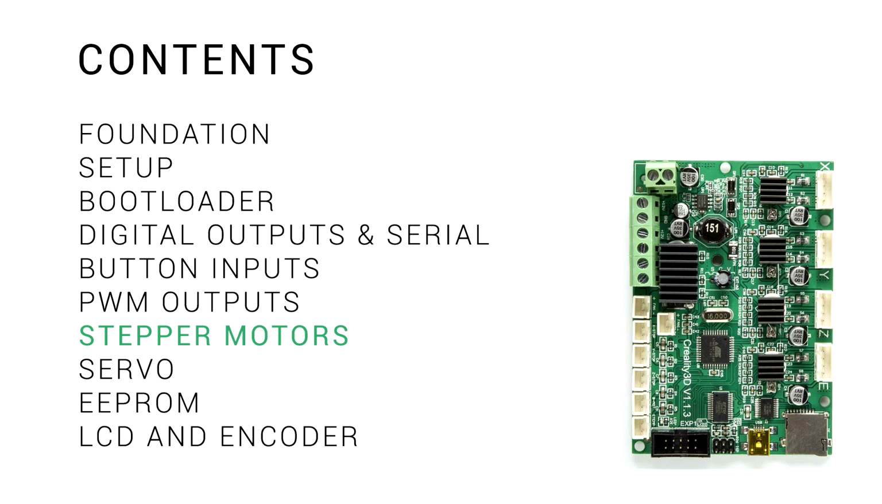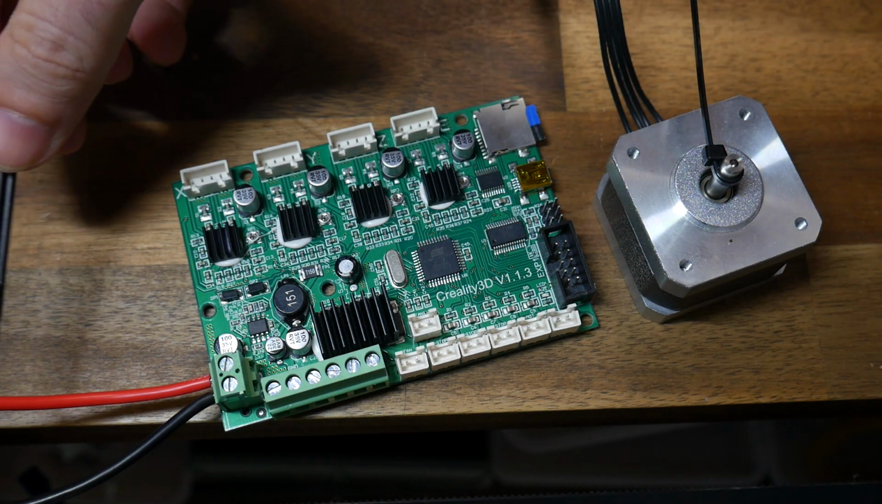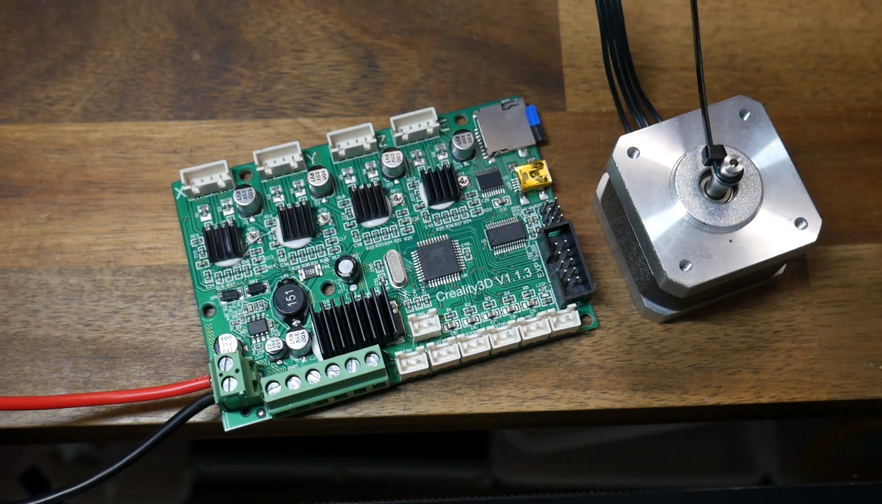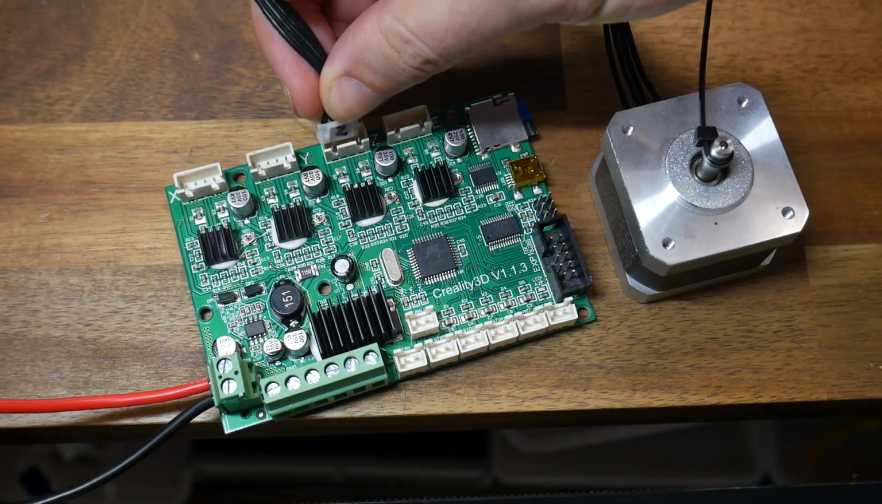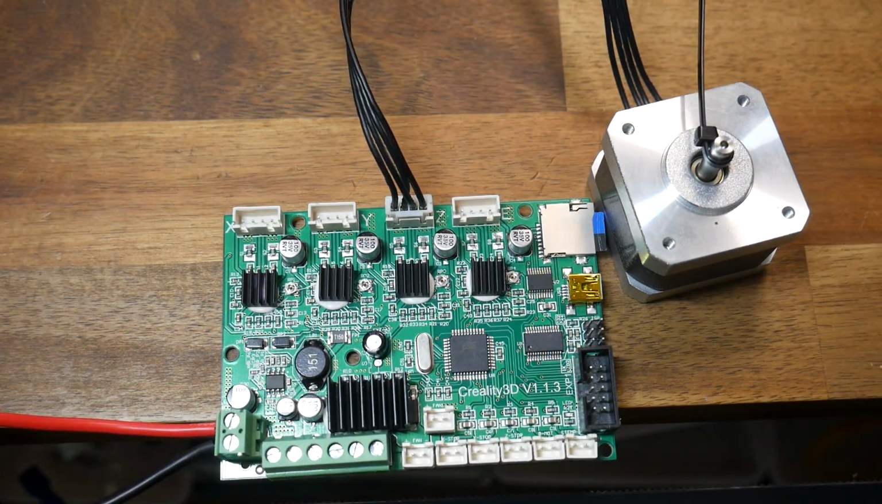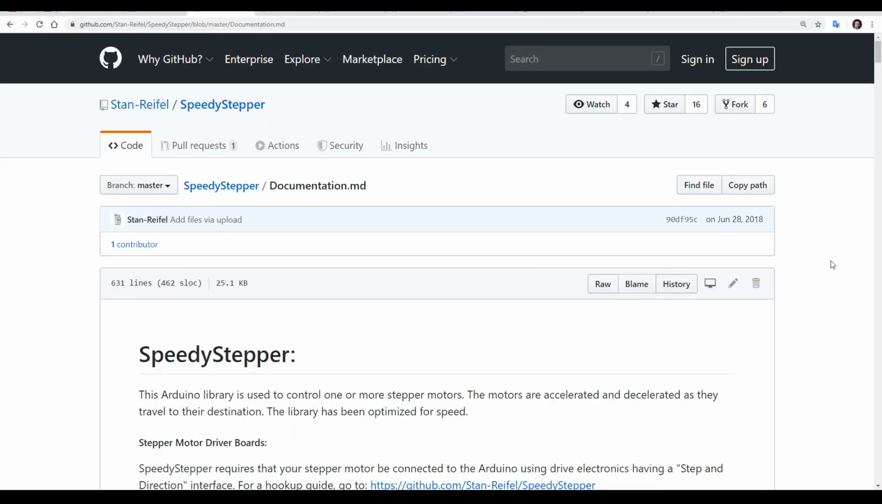We've got 4 outputs for stepper motors, so let's learn how to use them. When running a stepper motor, we need our external 12 or 24 volt power supply connected. And then we have an option of 4 stepper motor drivers. For this example, I randomly plug mine into Z. There's a few libraries available, but the one we're using for this is called Speedy Stepper.